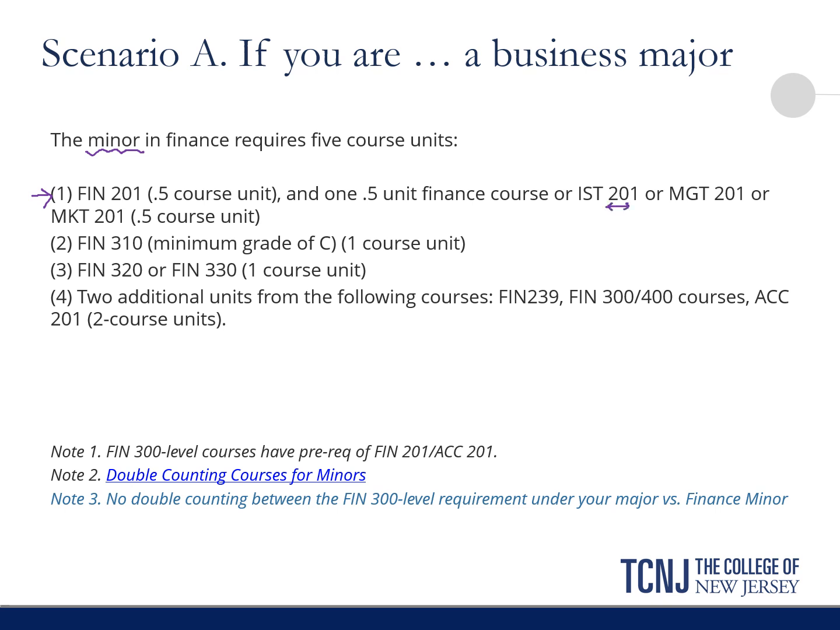There is a slight difference for students who are under the BS system, but all you need to worry about is double counting. Double counting can only happen once between your major and minor.